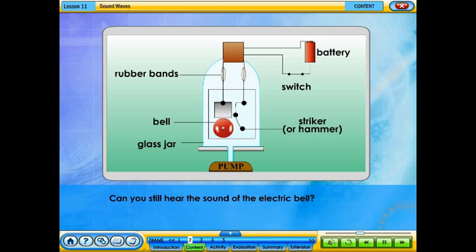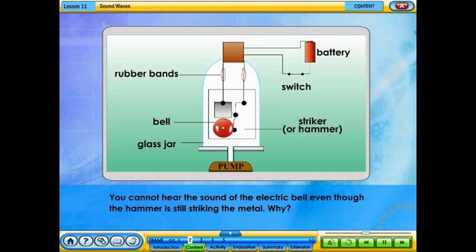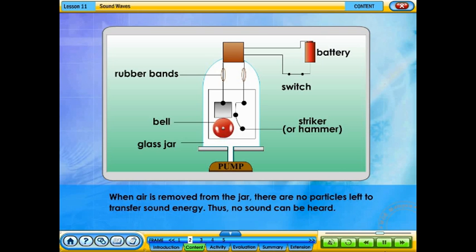Can you still hear the sound of the electric bell? You cannot hear the sound of the electric bell even though the hammer is still striking the metal. Why? When air is removed from the jar, there are no particles left to transfer sound energy. Thus, no sound can be heard.